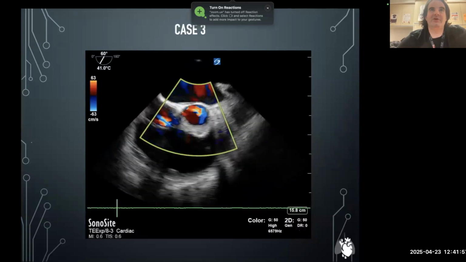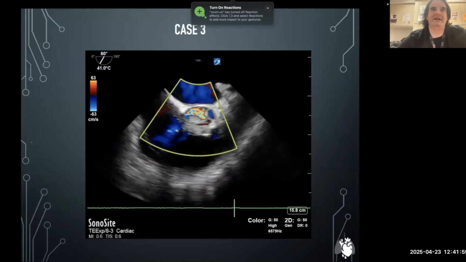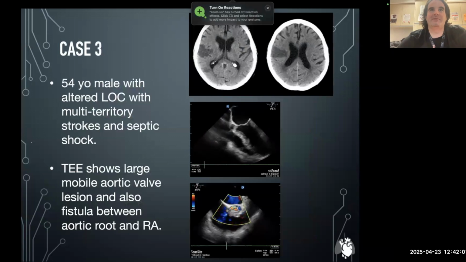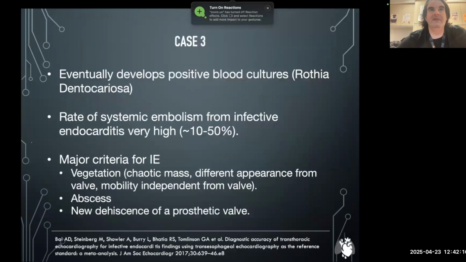Obviously this was all very bad. There's nothing about this case that's redeeming at all, unfortunately, just unfortunate for the man. So basically a large fistula between the aortic root and the RA. And that fits with the setting of, again, multi-territory infarcts. He eventually grew Rothia dentocariosa, which maybe the name signposts where that's from. I'll give you a hint, it's not from the foot. It's from the mouth. From dentition, actually, most likely.